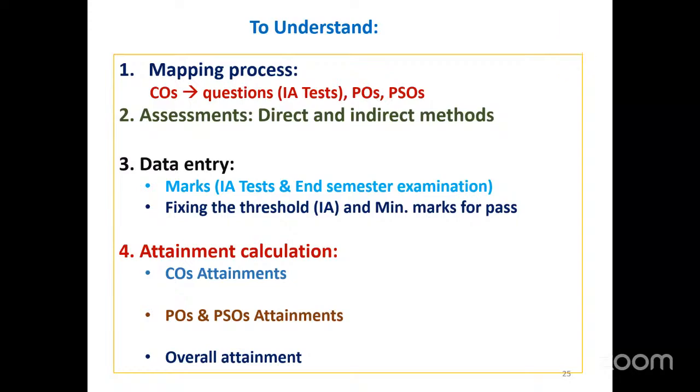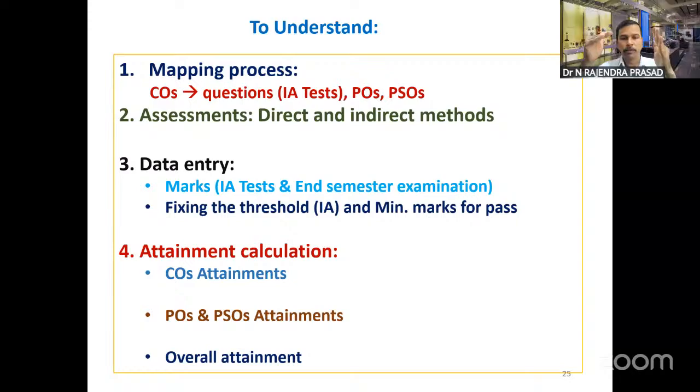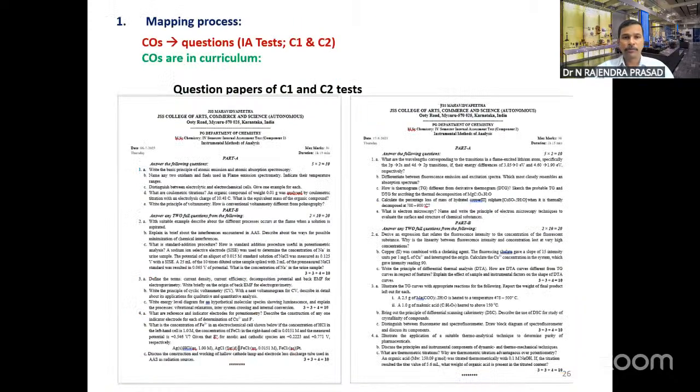Then the attainment calculation we have to do. Attainment calculation first for the COs. Then using the CO attainment, we have to calculate the PO and PSO attainment, then overall attainment for the program. So this is what is to be understood.